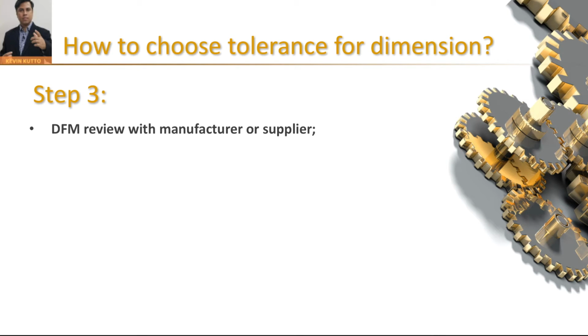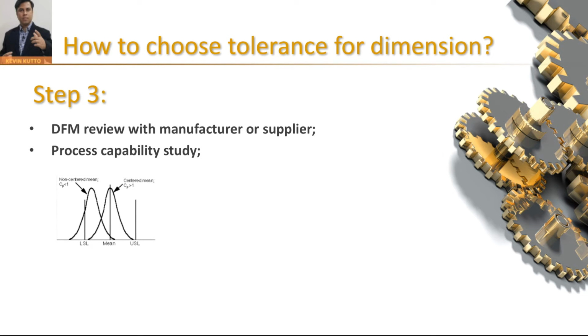Now, once you have your stack up analysis, and once you have that preliminary drawing and tolerances, the third step is to conduct reviews with the suppliers or manufacturers. We call them design for manufacturing reviews as well. In these reviews, you start discussing your tolerances, your dimensions, your processes, and make sure that all the tolerances which you have provided or included in the stack up analysis are achievable.